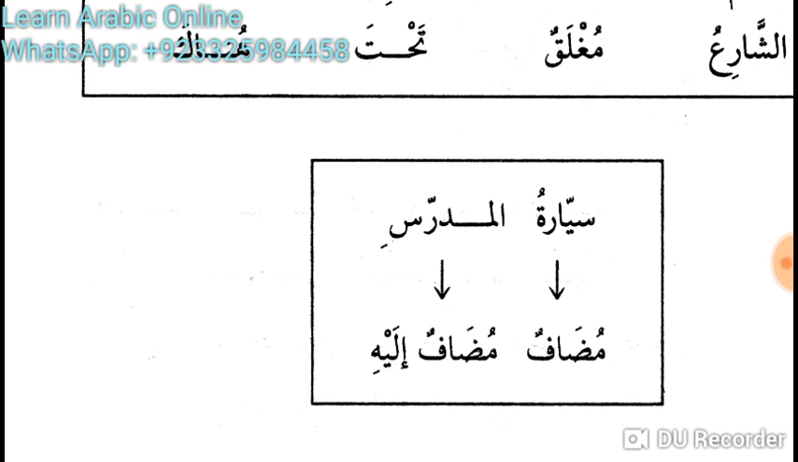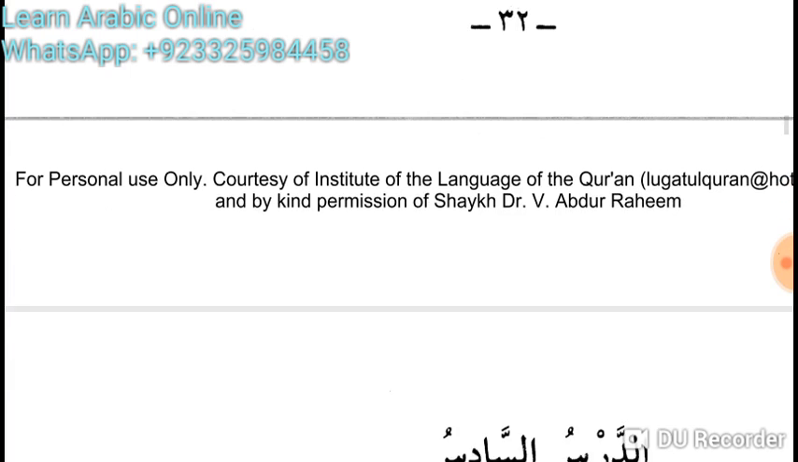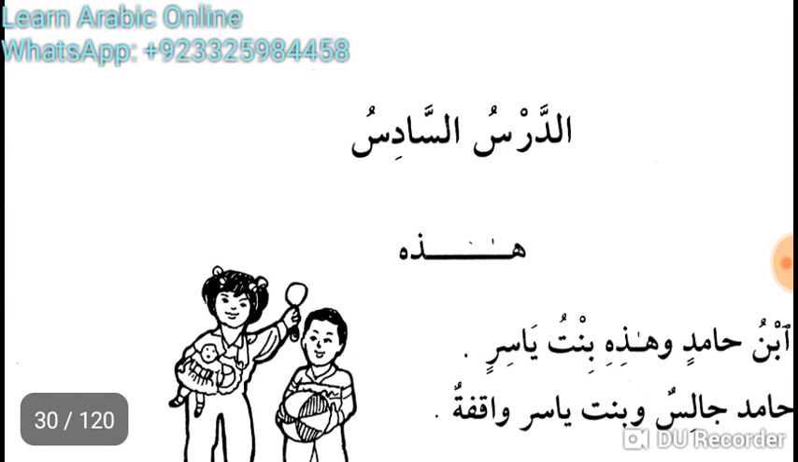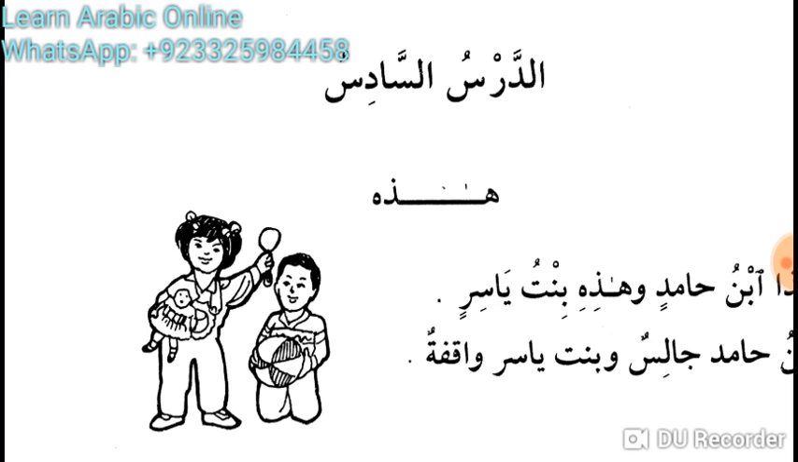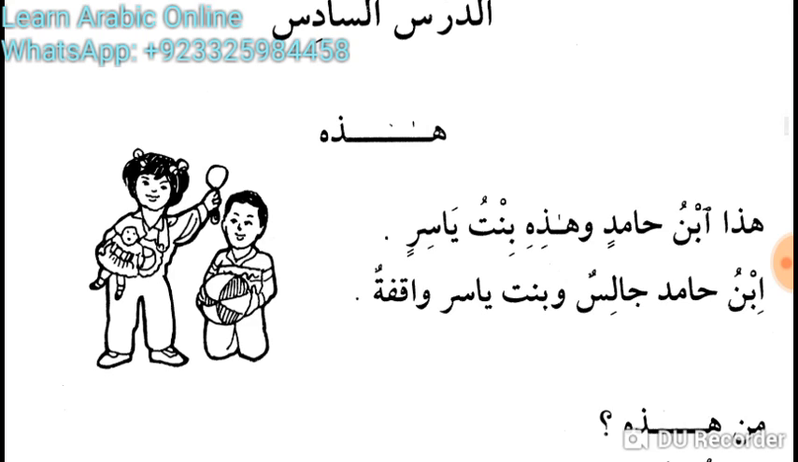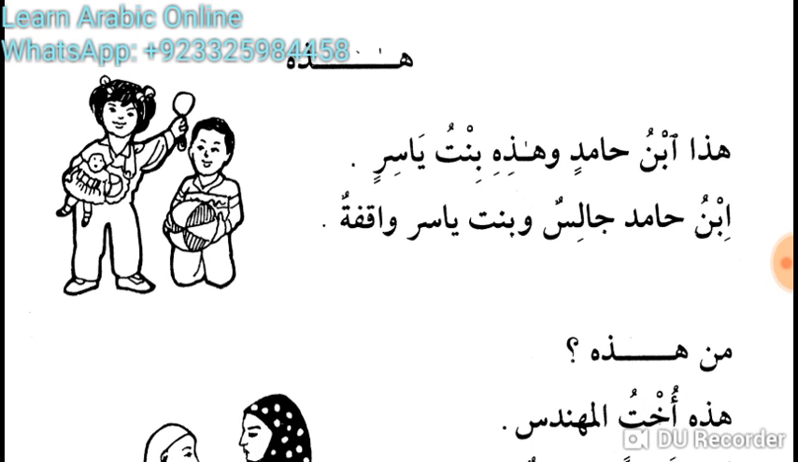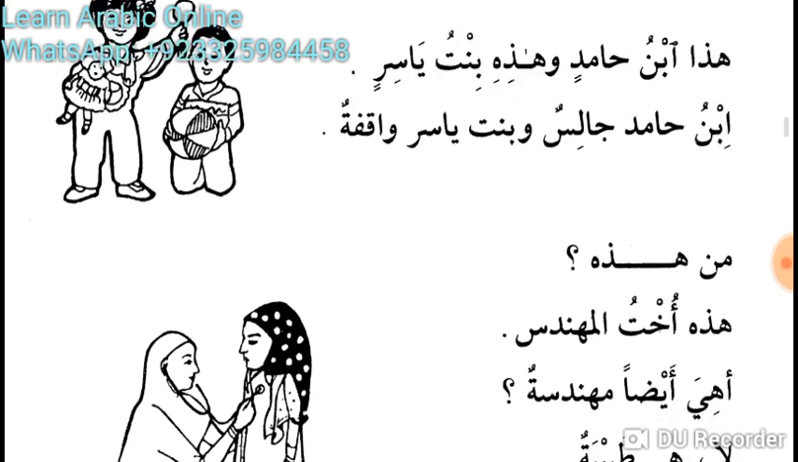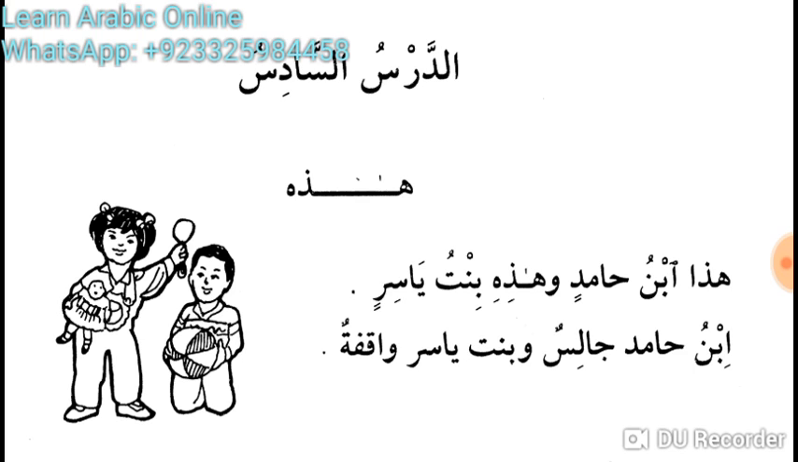Okay. On the next page, we have a new lesson. This is the sixth lesson, and the name of this lesson is Hazihi, meaning this. Hazihi is used for feminine. Haza is used for masculine. Hazihi is used for feminine. May I read it, or you can read it on your own? Let me try. Then you will read.